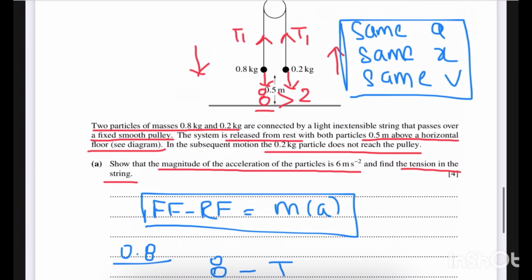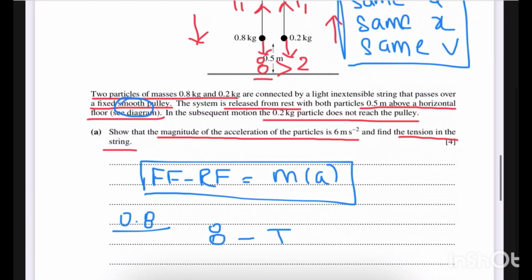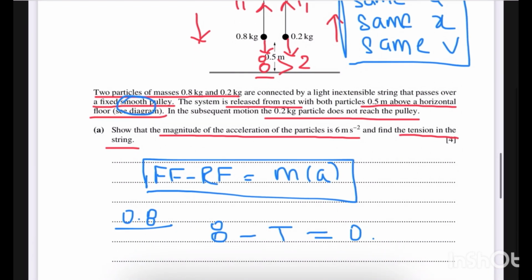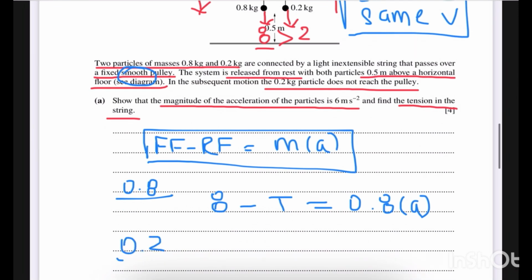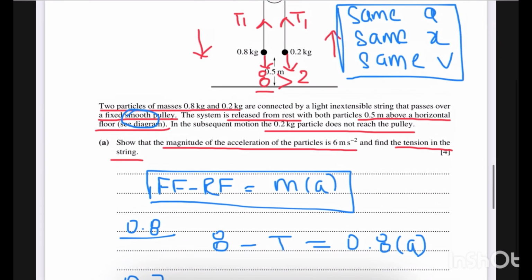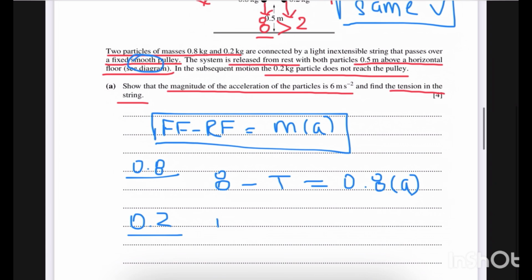There is no friction since it is a smooth pulley as mentioned in the question, and then its mass and then its acceleration. As for the 0.2 kg particle, the forward force will be the tension in the string. It helps it move upward, which is the intended direction. So that will be T, the same tension, and then the resistive force will be its weight which pulls it downwards, so it's 2, and then its mass and then the acceleration. So these two are simultaneous equations which we can solve.